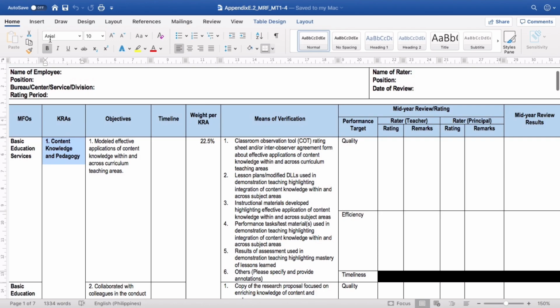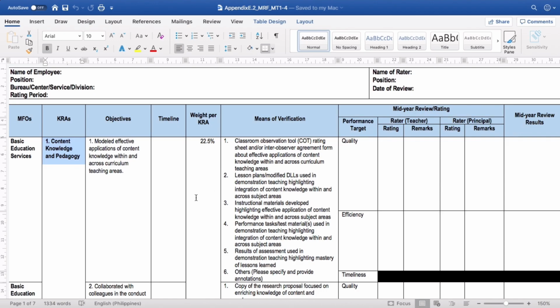So, still, we have MFO here, the KRA, the objectives, the timeline, weight per KRA, means of verification. So, we have here the Midyear review rating, the performance target, rater, the teacher, o kayo po yan, rating and the remarks, rater, the principal, rating and remarks, and midyear review results.